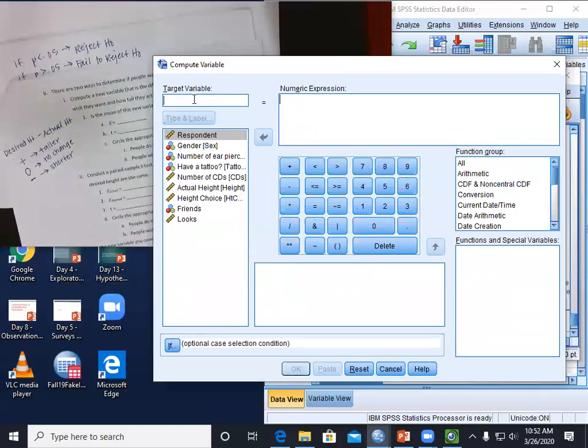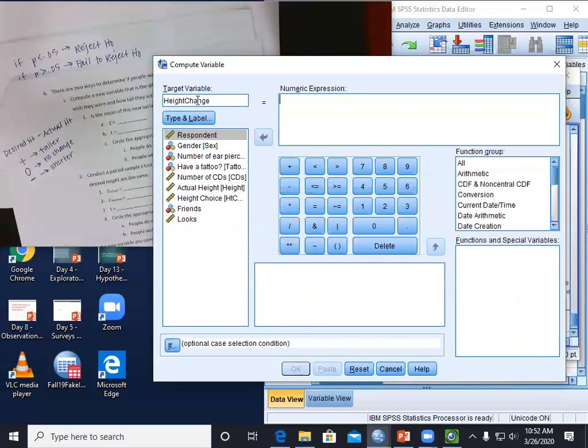All right, so we're going to call our target variable height change. You could call it anything you want. You can copy me, you can call it something else if you want. The only thing is you cannot have a space, and don't use an asterisk or anything like that. So just height change with no space. SPSS does not like spaces in the variable names for some reason.